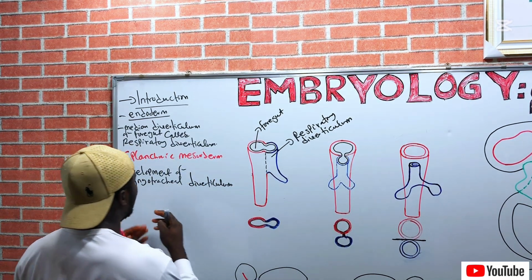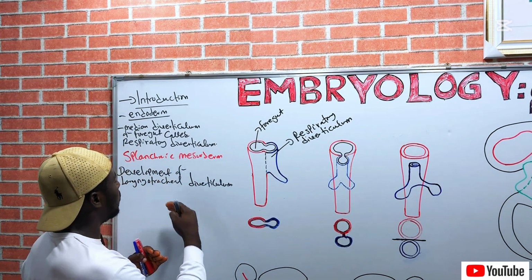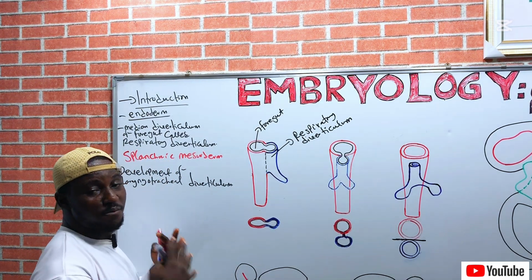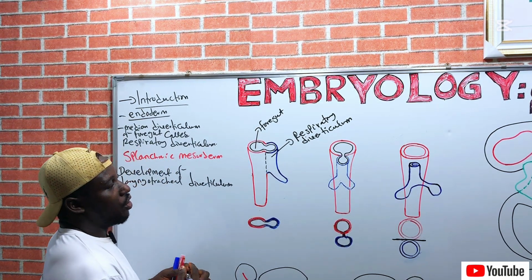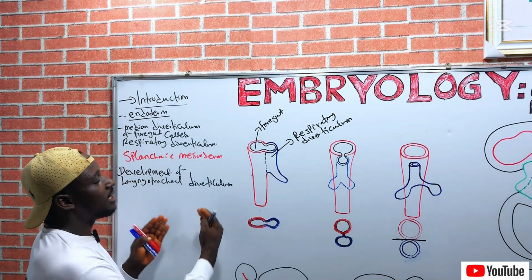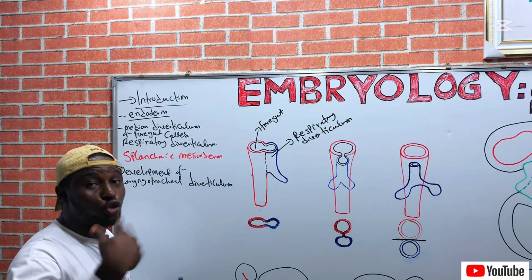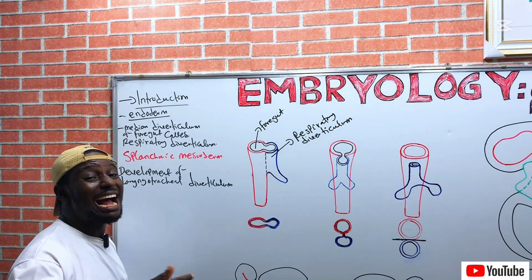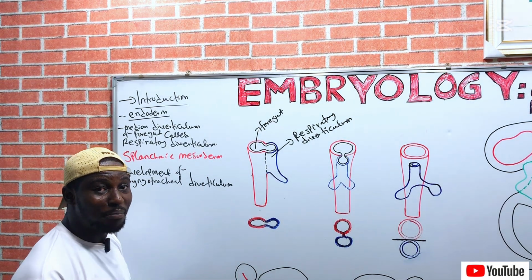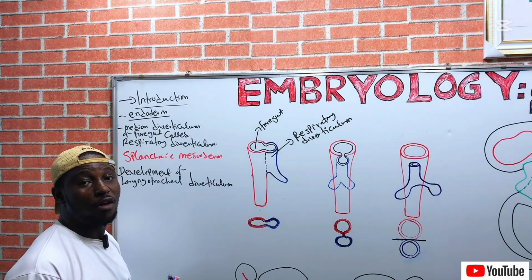Let's quickly look at the development of the laryngotracheal diverticulum. This laryngotracheal diverticulum developed from an outgrowth from the ventral part of the cranial part of the foregut.